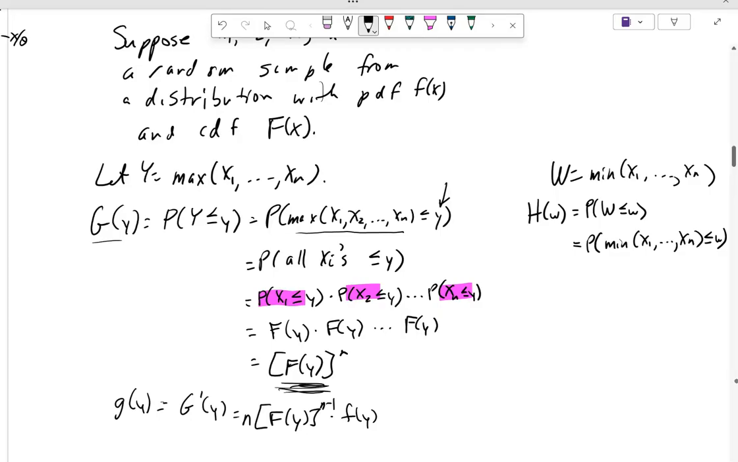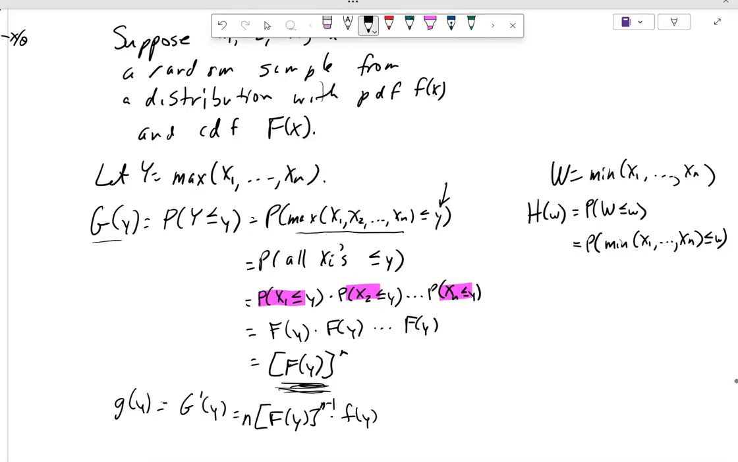So notice I started this the exact same way, right? I started talking about the CDF for W. W is defined as the minimum of all of them, right? Now, in the previous part, we said that if the maximum is less than or equal to a number, then all of them have to be less than or equal to that number, right?